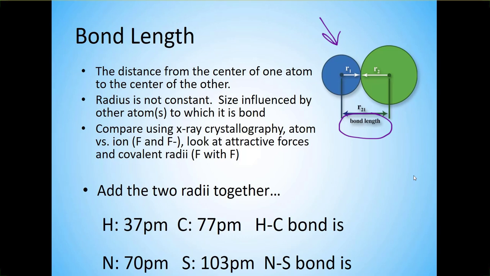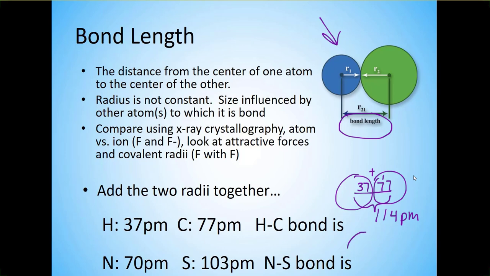So I like to draw a picture to show this bond length. So we have two atoms here, and our first atom is hydrogen, 37 picometers, and then our second one is 77 picometers, and all I need to do is add that together. So we have 7 plus 7 is 14, carry the 1. We have 8, 9, 10, 11. We have 114 picometers as that bond length. So again, that bond length is adding one radius to the next. Let's do the next example here.